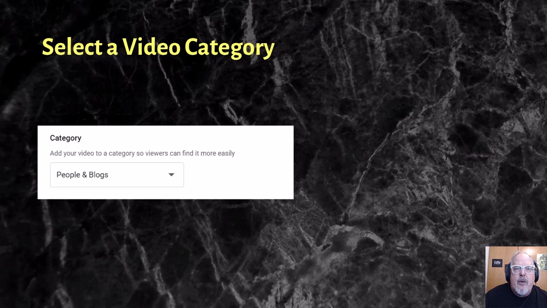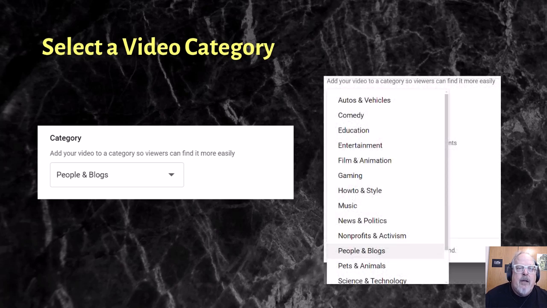Next, we select a video category. This is another setting that you can make in your channel defaults so that you don't have to choose it every time that you post. Click on the drop-down menu and select the category that you feel best describes your video. I selected People and Blogs.